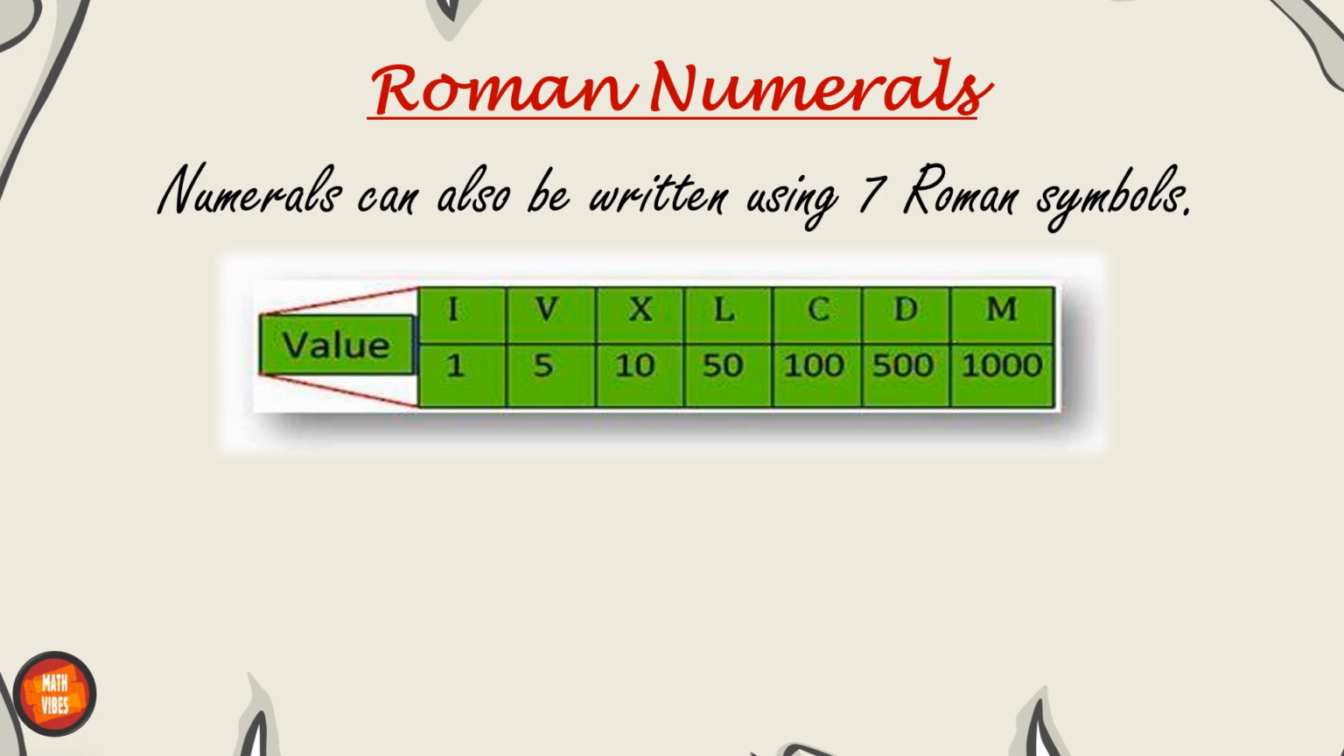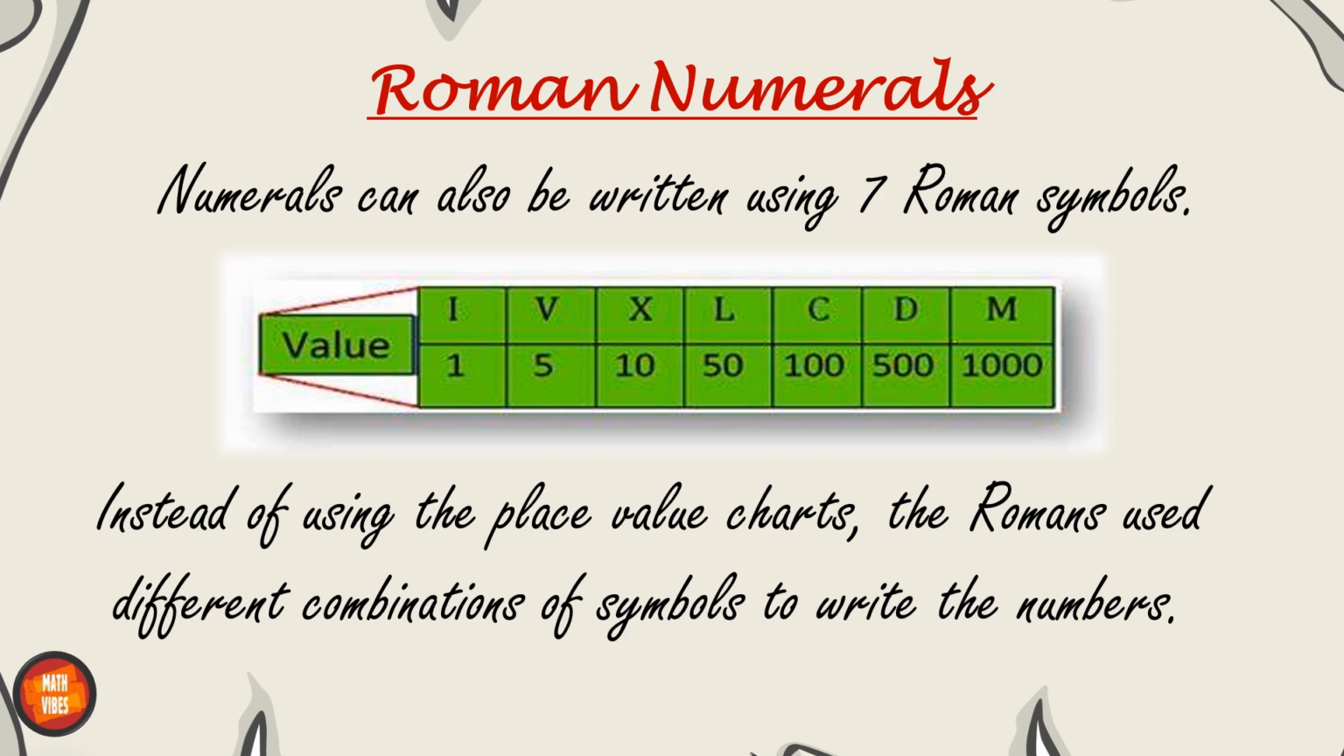Now what are these symbols? First, they have I for 1, V for 5, X for 10, L for 50, C for 100, D for 500 and M for 1000. Now if you are in class 4, then you must be using only the symbols I, V, X, L and C. D and M are introduced generally in class 5. But the rules are the same, so it hardly matters which class you are in. It is useful to you irrespective of your class.